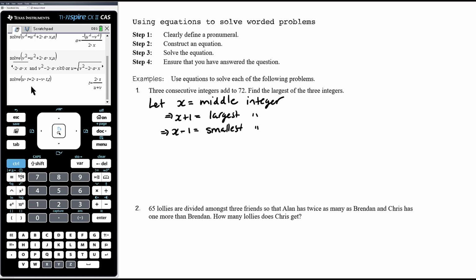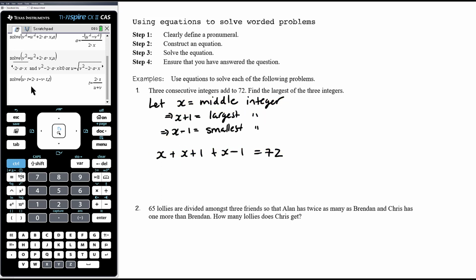Okay, so these are my 3 integers, x, x plus 1, and x minus 1. They're 3 consecutive integers where x is the middle integer, and I know that they add to 72. So x plus 1 plus x minus 1 plus x is equal to 72. Okay, so we've defined a variable. We've then described the other quantities in terms of that same variable, and then we've been able to combine them together into an equation, which we can now solve.